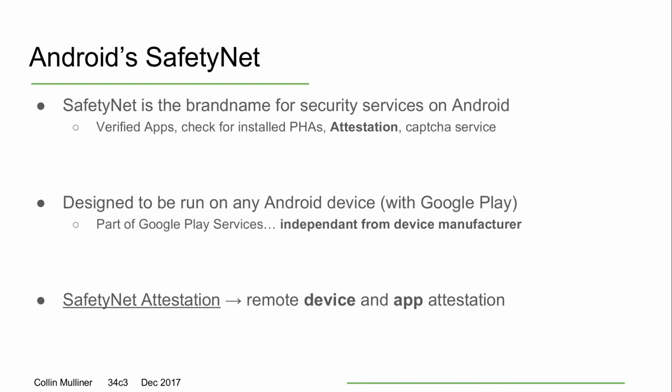They have a bunch of different services, from verified apps to checks for PHAs, which is Google's nicer term for malware. Then you have attestation, and you have a CAPTCHA service. SafetyNet in general is designed to run on any Android device that has Google Play. It's part of Google Play services, and the nice part is it's independent from the manufacturer. So this exists on any Android device, not only on the Google devices. And with attestation, you can do remote device and app attestation.